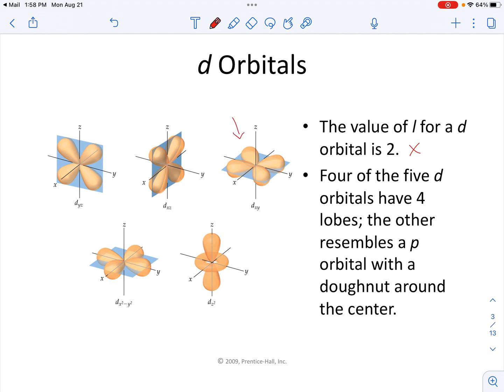You can see this one here and this one here almost look identical, but if you look more closely, they're rotated 45 degrees relative to each other. These guys, the lobes are between axes. These guys, the lobes are cut through by the axes, but generally the same shape. The outlier is this one.